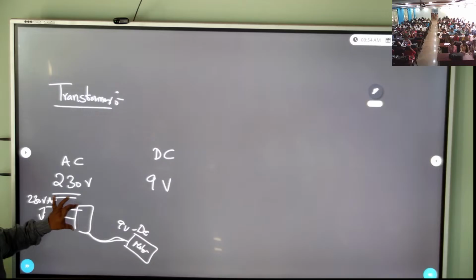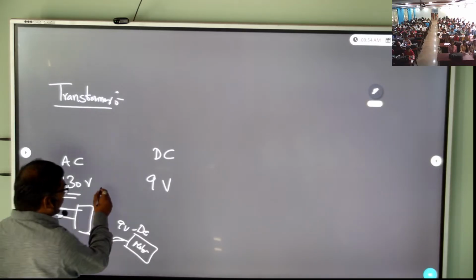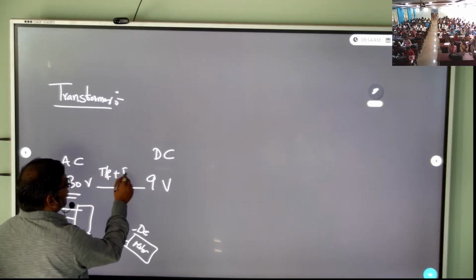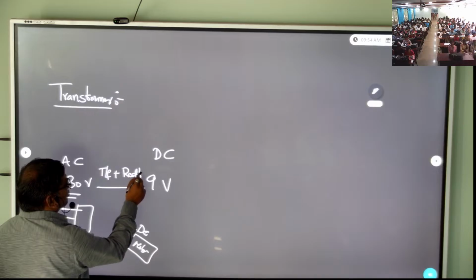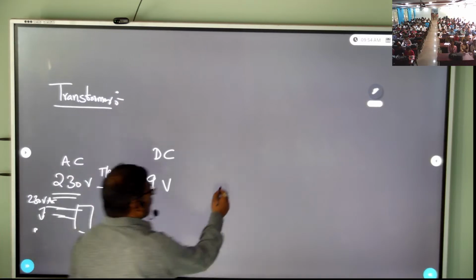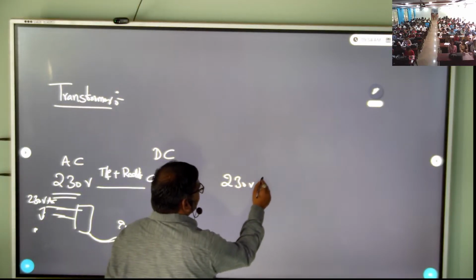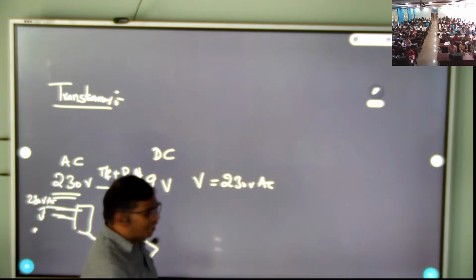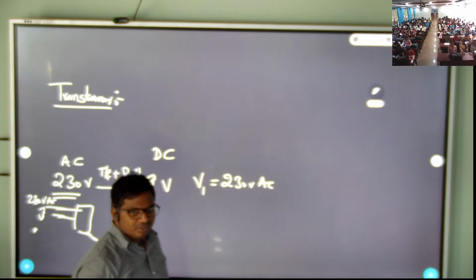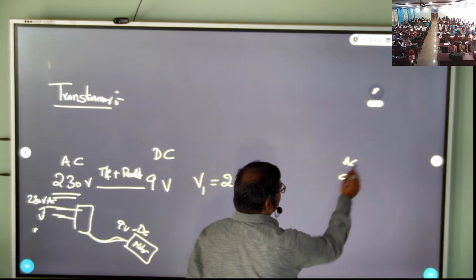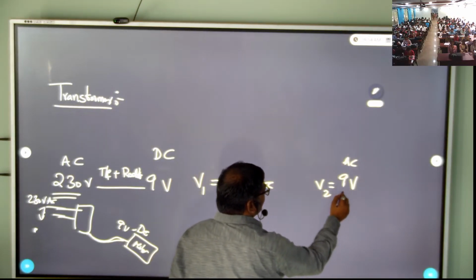So first, there are two parts in this. One is the transformer, one is the rectifier. In between, one is transformer plus rectifier. So the transformer, what will it do? The main function of the transformer. For example, I am having 230 volts AC. It is a voltage, so it is the input. Input means V1. Output of the transformer is 9 volts AC, V2.